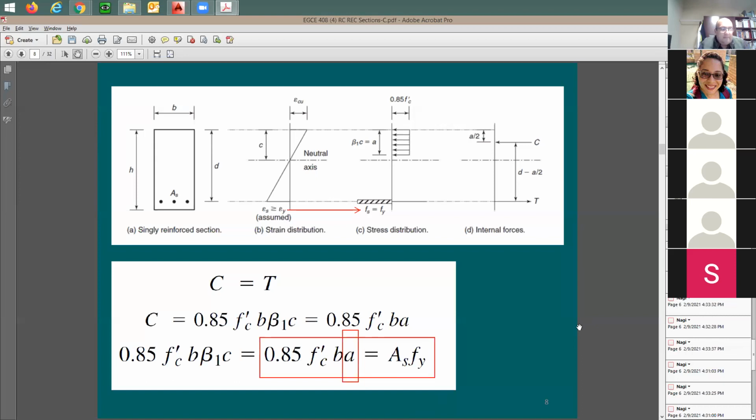So, okay. Meaning, I assumed here that the strain in the steel is going to be above the yield point, and therefore the stress in the steel is going to be equal to Fy. And based on this, by setting the tension equal to compression, based on this equilibrium, I was able to solve for a. What's next after you have a? I guess you should be able to find out c. c is going to be slightly higher in value than a. How do you do this? You take a divided by beta one, and with that you get c.